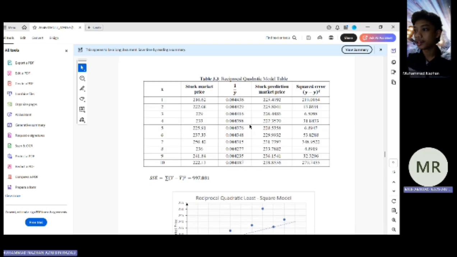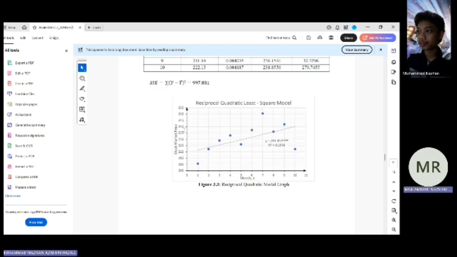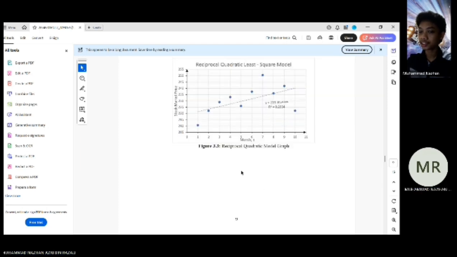And lastly, for the reciprocal quadratic model table, we use the stock market price, and then 1/y, the stock prediction market price, and the square error. And then we got the sum of square error, which is 997.881. And for the reciprocal quadratic least squares model graph, we get it like this. So that's all.